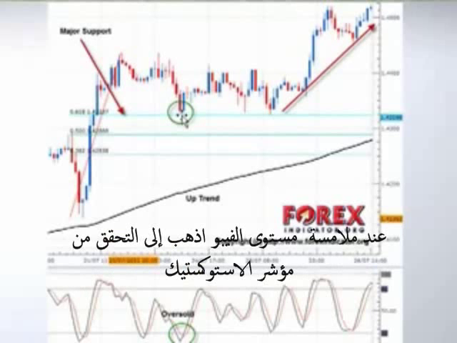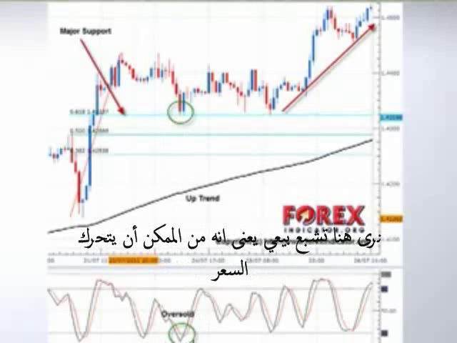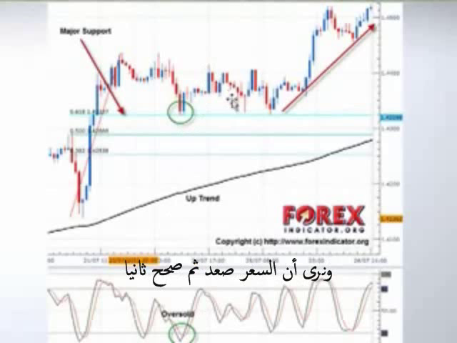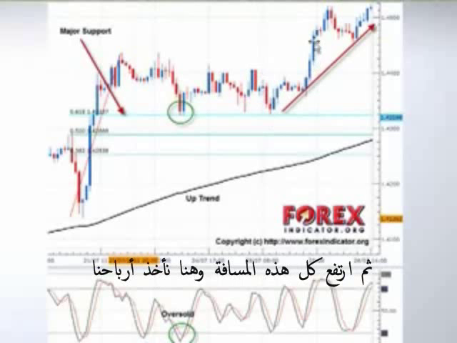At the time it hit the 0.618, I will go and check my stochastic indicator. You can see that it's oversold, meaning the price is going to move up anytime. So at this point, I will enter a trade. You can see, indeed the price moved up, retraced again, and then moved all the way up to make profits.